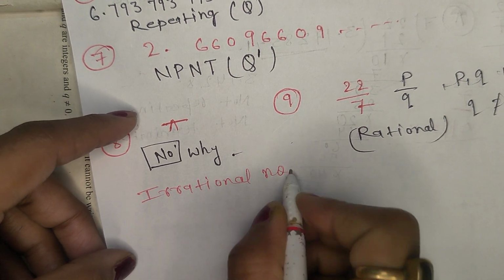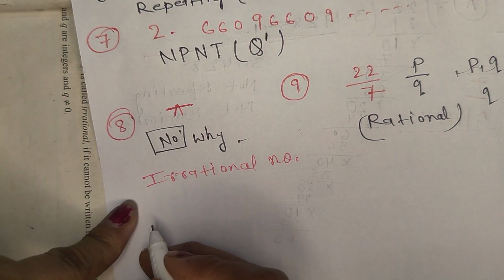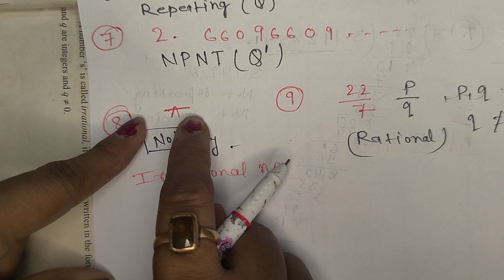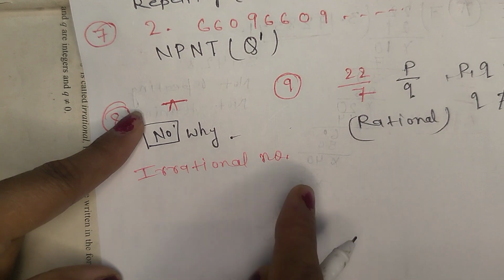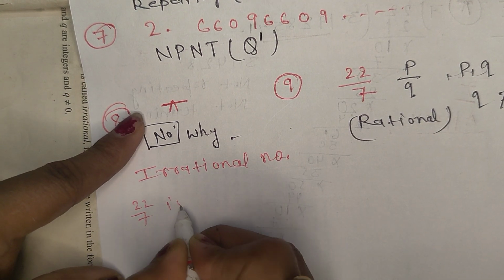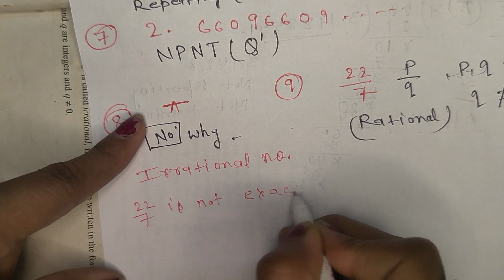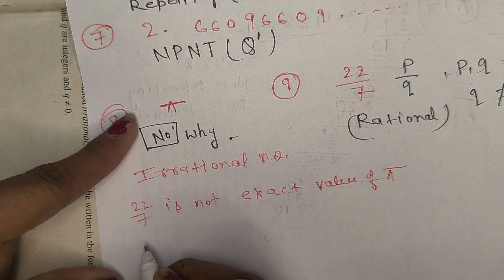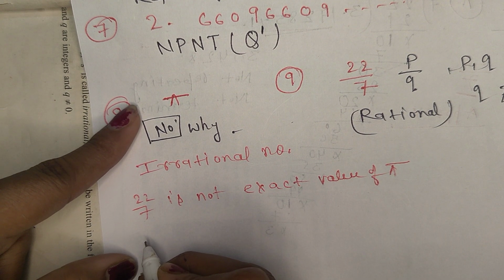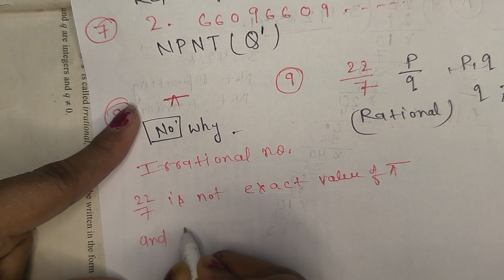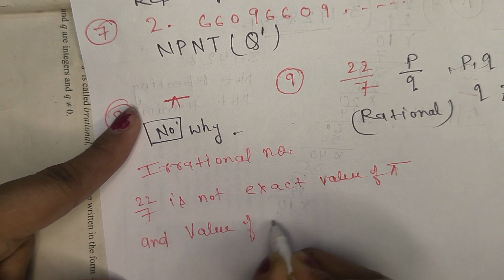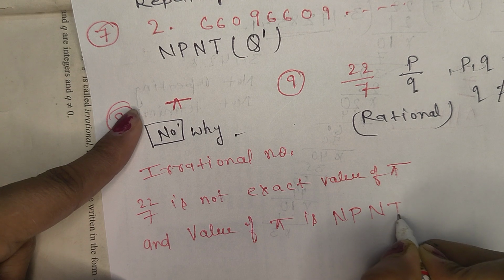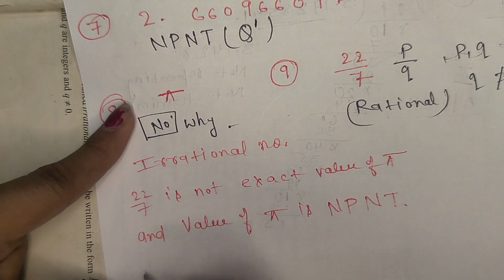There are two reasons. First reason, 22 by 7 is not the exact value of pi. And the value of pi is not repeating and not terminating, so it is an irrational number.